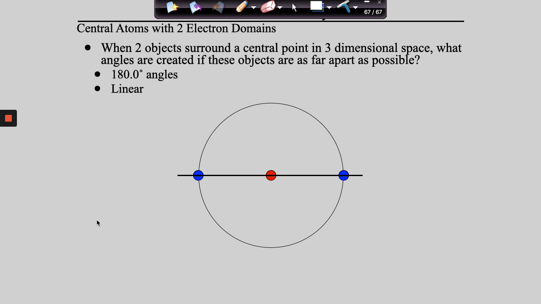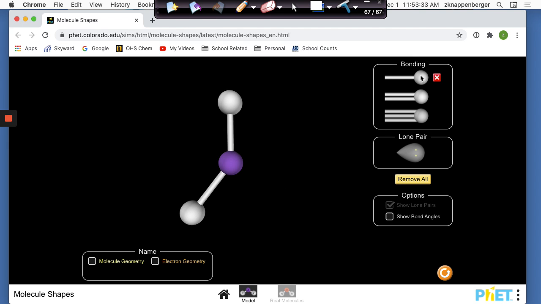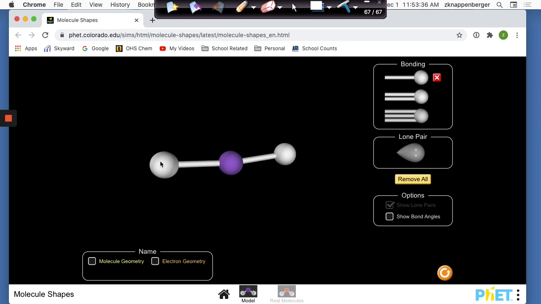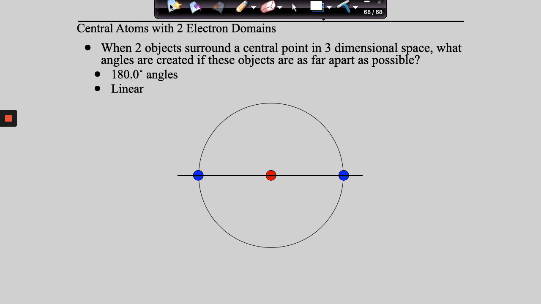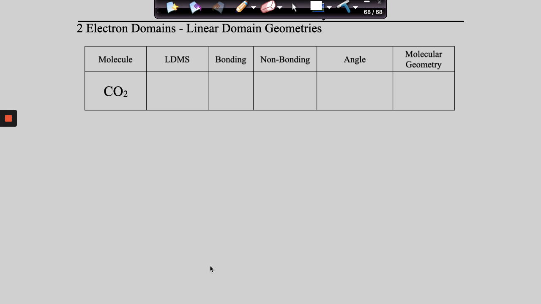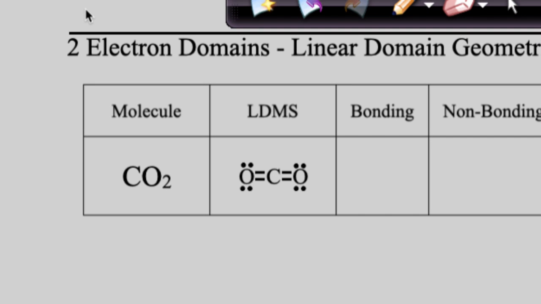Okay, so let's move on and let's take a look at what this looks like in 3-dimensional space. So clean this up. 1, 2 points. Grab a hold of this, and sure enough, there's our 180 degree angles, and that dude is linear. Okay, so let's jump back over here and take a look at the one example we need to look at, and that's going to be carbon dioxide. You've already drawn its structure. It looks like this. Let me zoom in for you and let you scratch that down.